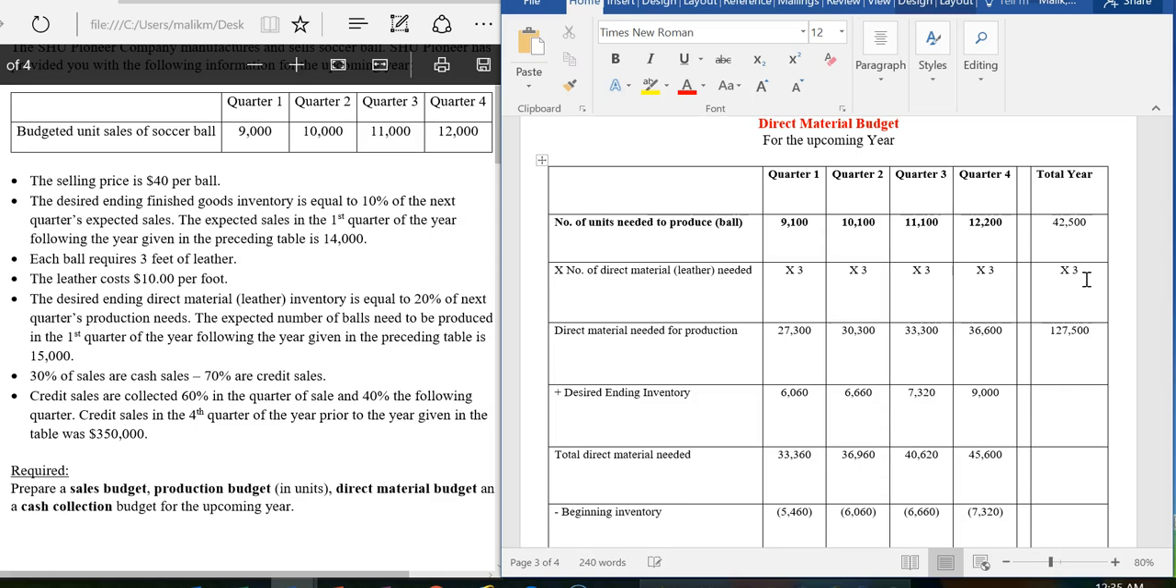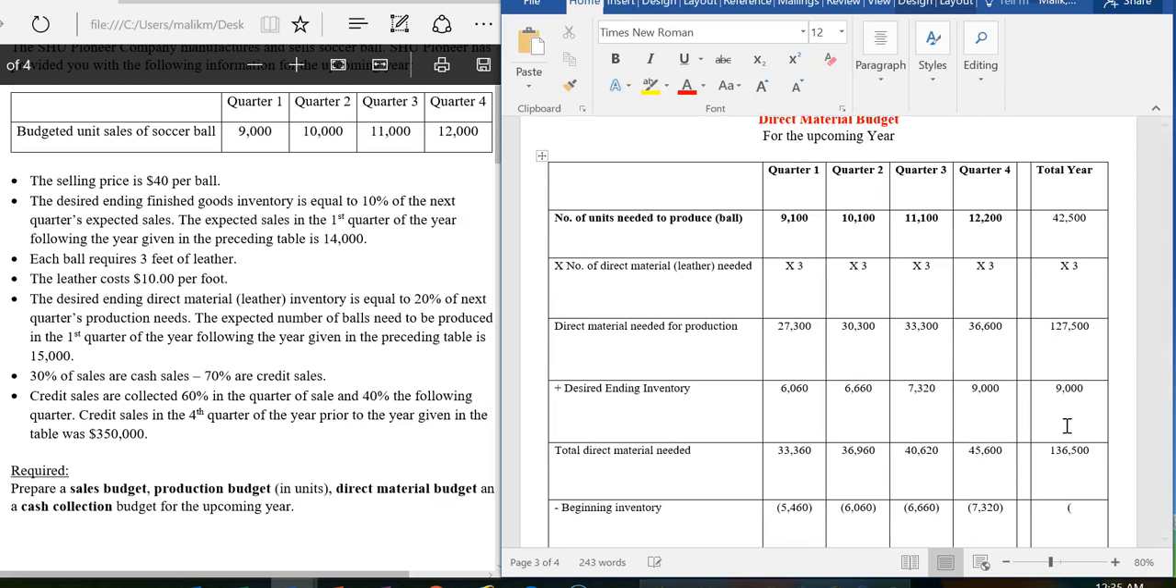I got 127,500. Then the desired ending inventory for the whole year will be the last quarter's desired inventory. We discussed it many times and we know why. Now if you add these two, 127,500 plus 9,000, you'll get your total direct material needed for the whole year. It's 136,500. And then we're going to subtract our beginning inventory again.